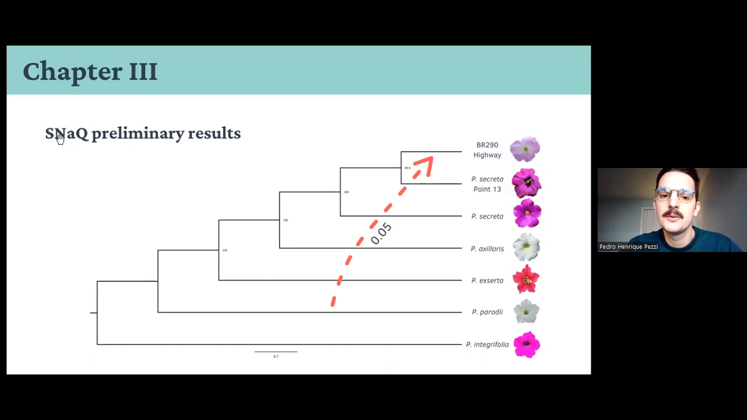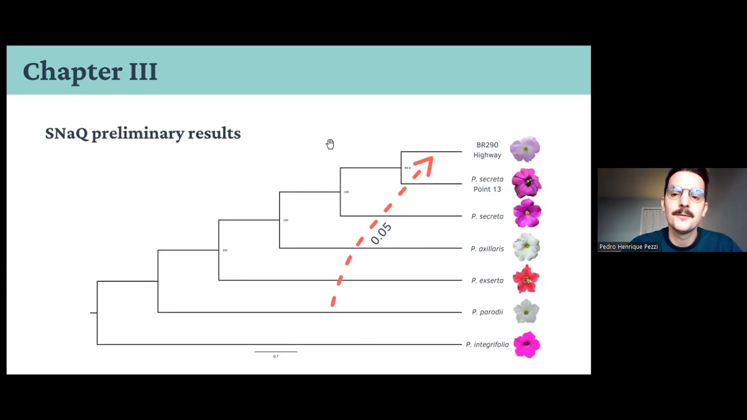Where we are trying to investigate the network of these populations, and it suggests there is a migration from Petunia parodii to these individuals here in this putative hybrid of Petunia secreta and maybe Petunia parodii.